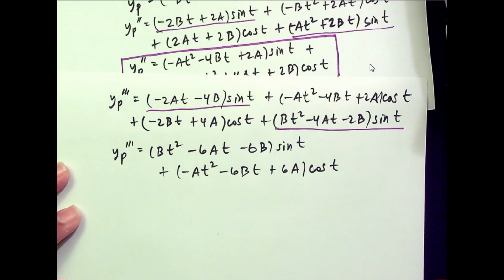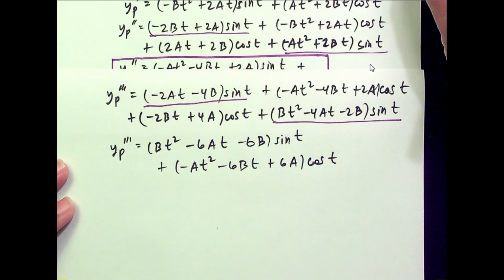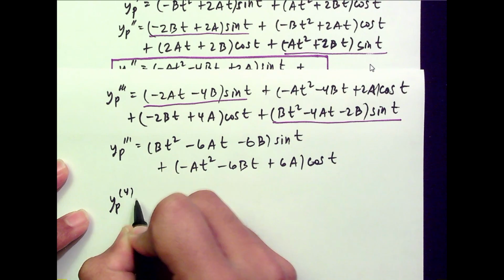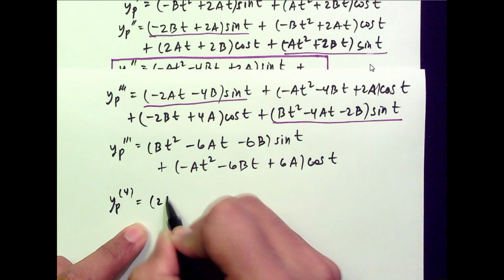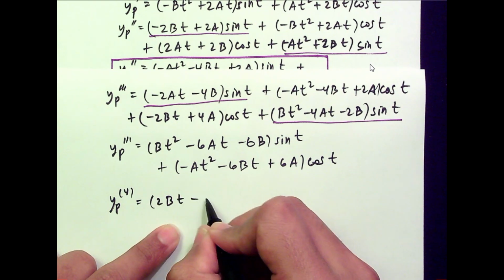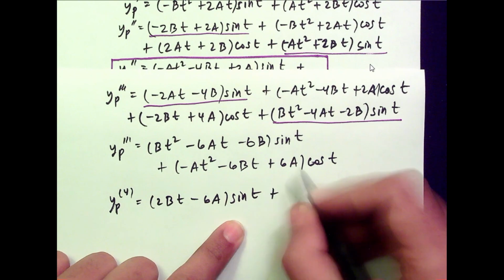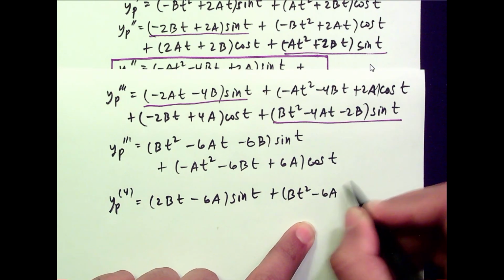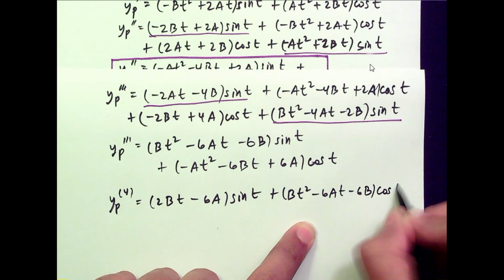And one more derivative. Now the fourth derivative. This is the derivative of the first, 2bt minus 6a, times the second plus the first times the derivative of the second.